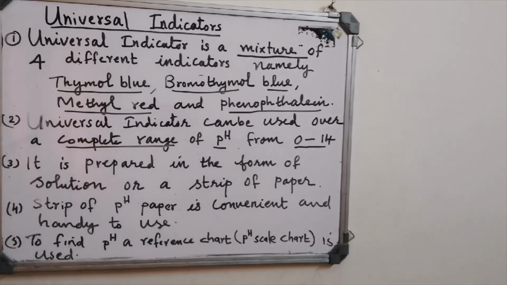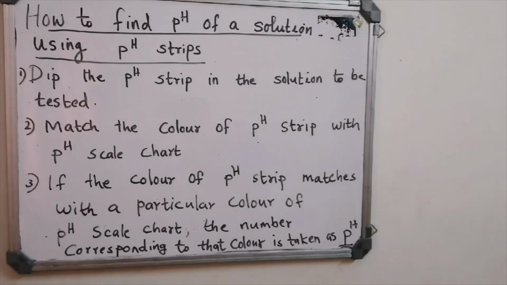To find the pH, a pH scale chart is used. Let us discuss how to find the pH of a solution using pH strips. Dip the pH strip in the solution to be tested. Match the color of the pH strip with the pH scale chart. If the color of the pH strip matches a particular color of the pH scale chart, the number corresponding to that color is taken as the pH.